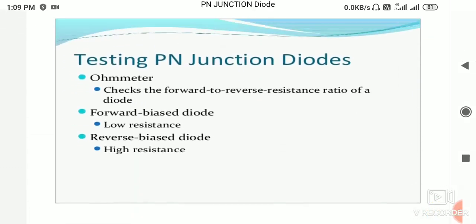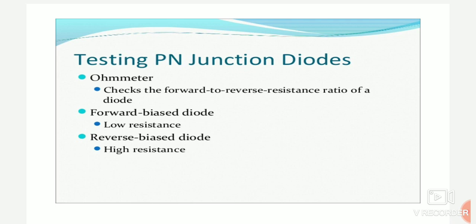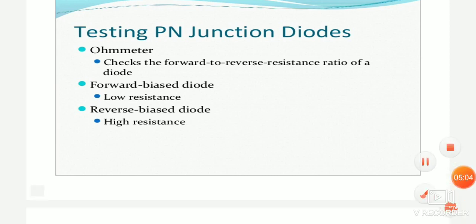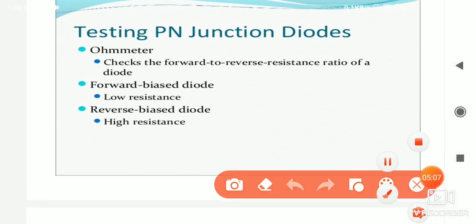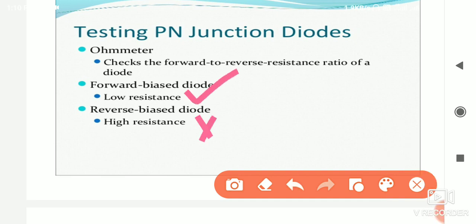Another question: how do we test a PN junction diode? We know that in forward bias the resistance is very low, and in reverse bias the resistance is very high. That is why the diode is called a unidirectional device. In the ideal case, if resistance is high, then there is no current, but when resistance is very low, then current is very high. In reverse bias there is no current, and in forward bias there is low resistance, so current is very high.